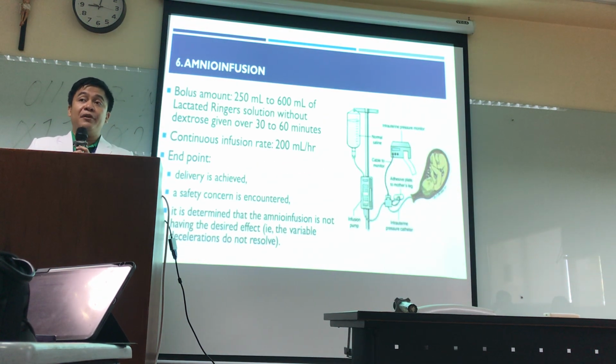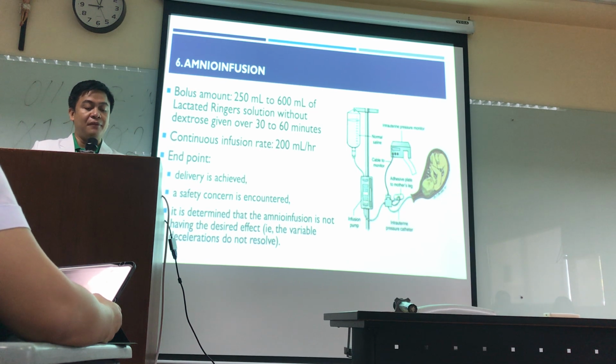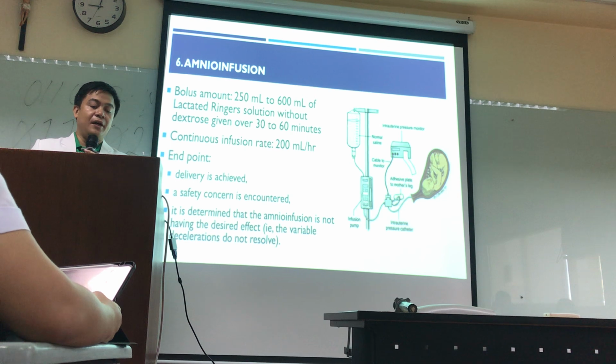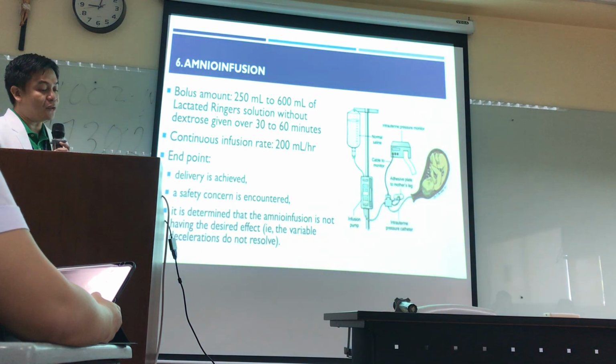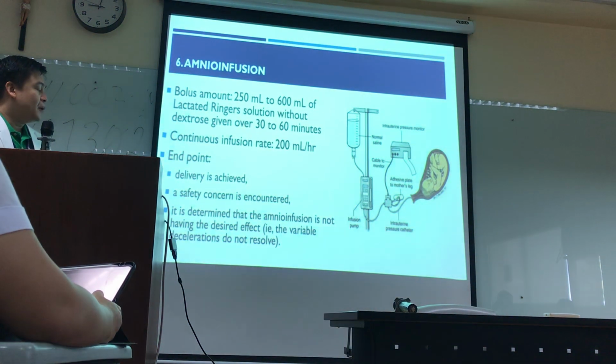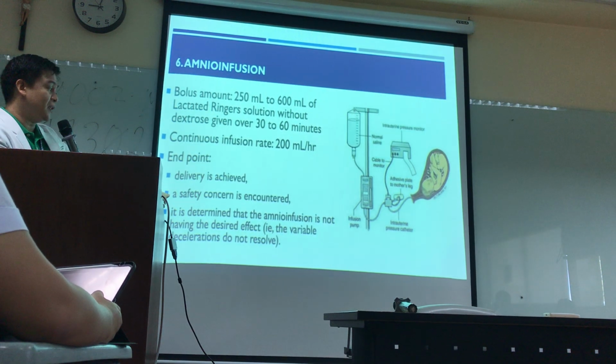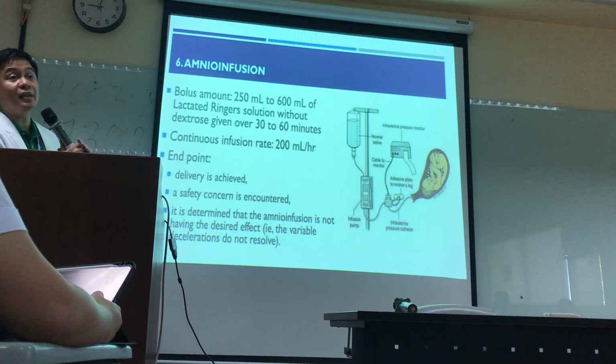For some, they do amnio infusion, especially for variable decelerations. No? So the only indication of doing amnio infusion is if you have variable decelerations, persistent variable decelerations. So how do you do that? You can infuse a bolus amount, so around 250 to 600 ml of your lactated Ringer's solution without dextrose given over 30 to 60 minutes, and then continuous infusion rate of 200 ml per hour. No? So your end point, you want vaginal delivery to be achieved. However, safety concern is encountered, especially for meconium stained baby already.